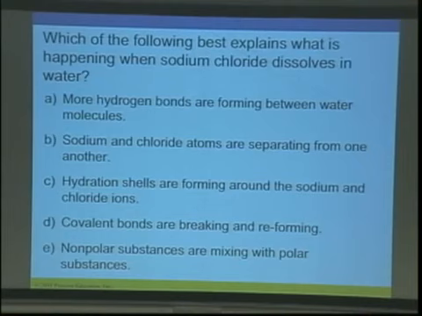So here's a question about water acting as a solvent. And again, this is a question that you may know the answer to from thinking back to your general chemistry class. Basically, the question is, which of the following best explains what happens when sodium chloride, or table salt, dissolves in water? Okay? So look at the possible answers here.